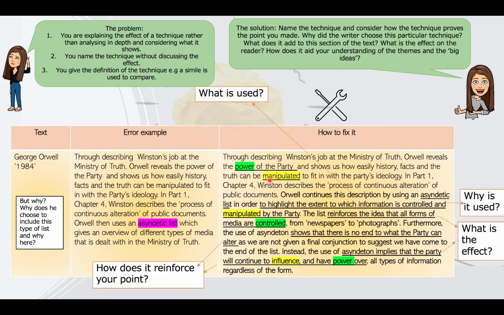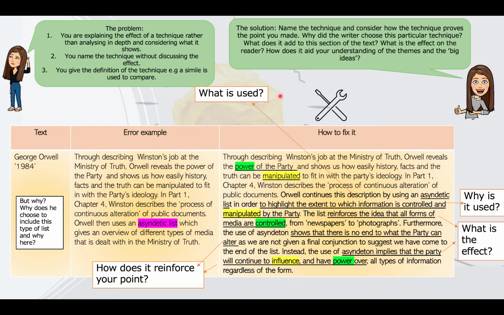So let's have a look at what we've done here. We've considered what is used. So that's our technique. So we name the technique, that's the what. Then we've considered why it's used. It's used to highlight the extent to which information is controlled. So try and use this formula when you pick out your technique. Then what is the effect of this particular technique? The list reinforces. The asyndeton implies. So here we were discussing the effect of this particular technique. And we've also linked it back. So how does it reinforce the point that we have made up here?